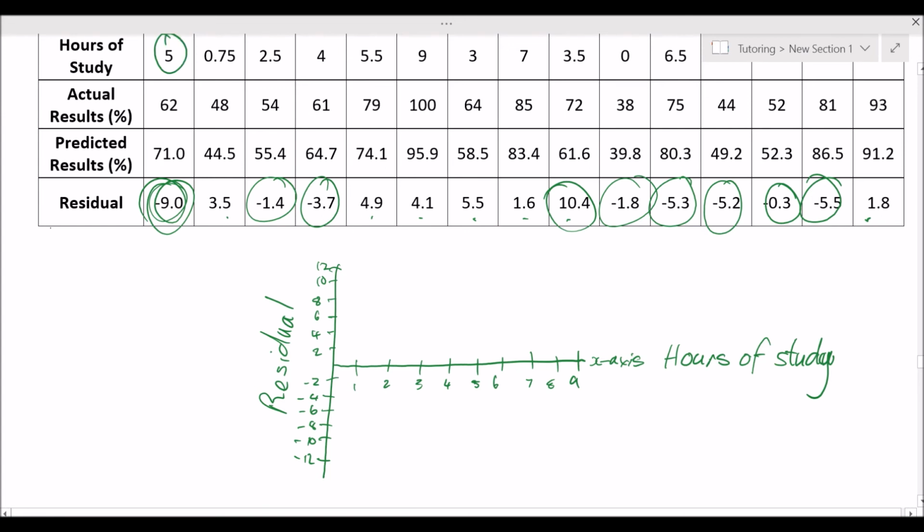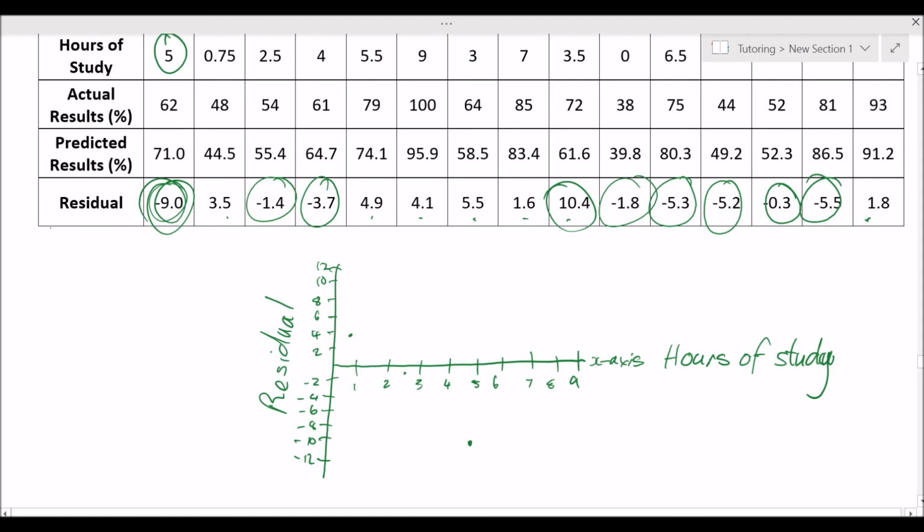So for 5 hours of study, our residual is -9. So that's going to be down here. For 0.75 hours of study, our residual is 3.5. Like so. 2.5 hours, so halfway between 2 and 3, -1.4. Okay, and you carry on like that.